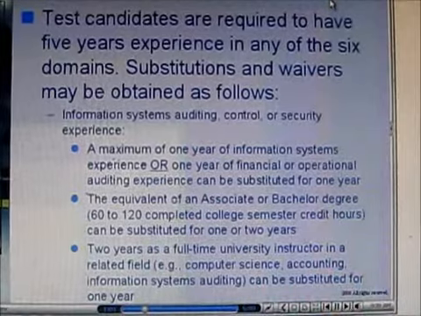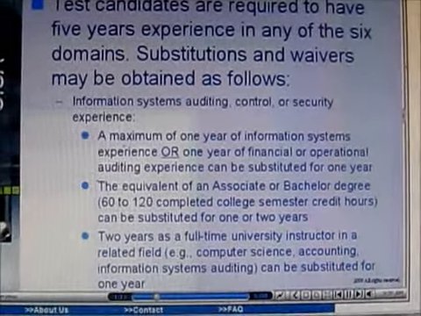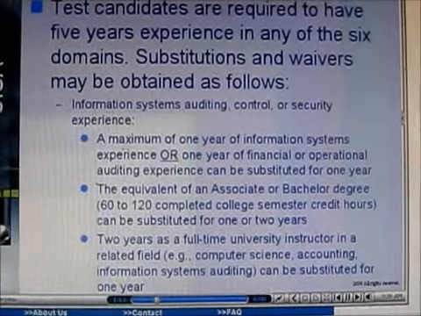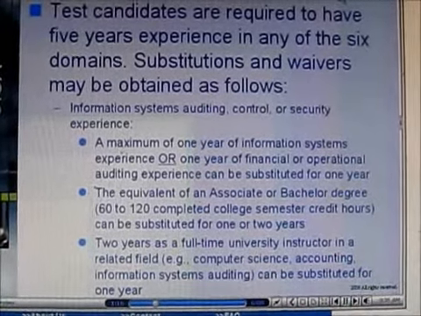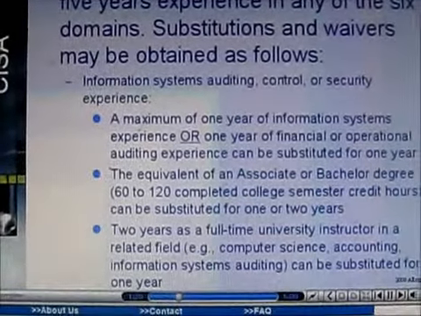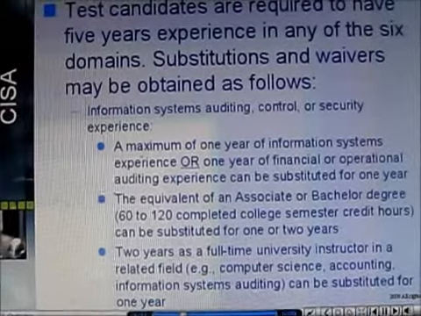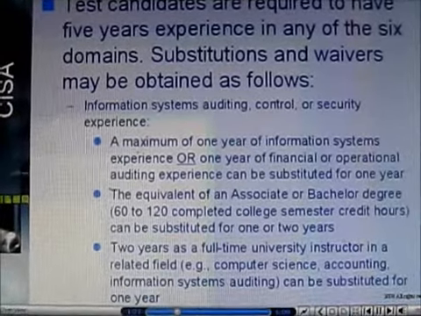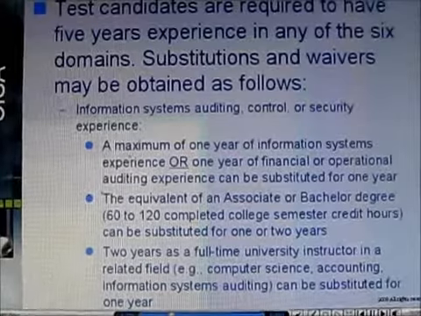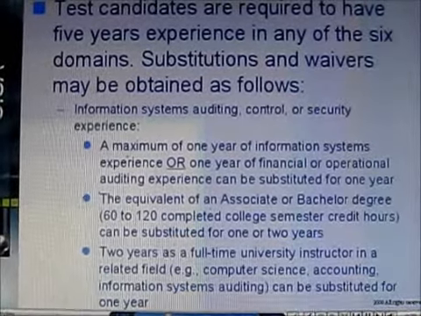Also, if you have a degree, this could be an associate's or bachelor's degree, and this can be substituted for 1 year for the associate's or 2 years for the bachelor's degree. Also, if you're a full-time university instructor in a related field, such as computer science, accounting, auditing, or IT security, you can get 1 year substituted for that.